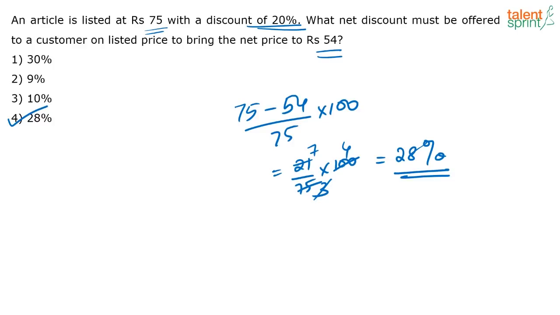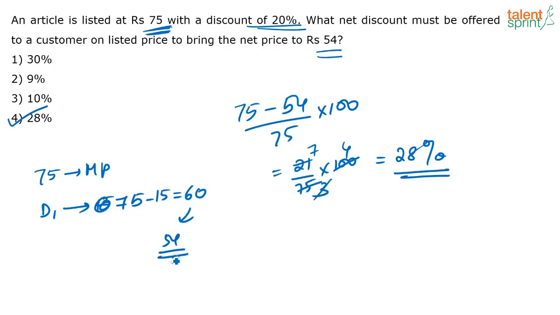I think if you see the key, they have done it in 2 steps. Yes, they have a solution key. If any of you have gone through the solution key, you will know they have taken 75 rupees as the marked price, and the first discount they are giving is 20%. So that is 20% of 75 is 15 rupees. So what is the price after discount? 75 minus 15, that is 60. Now from 60 they have to make it to 54. So what is the discount that they have to give?